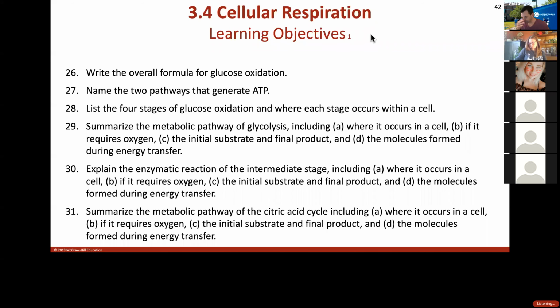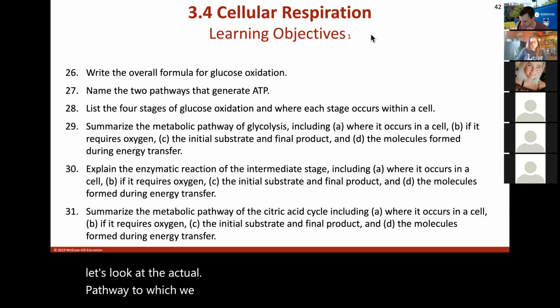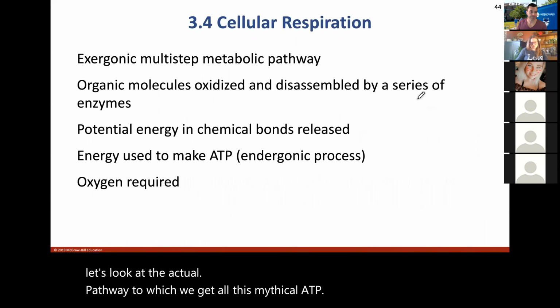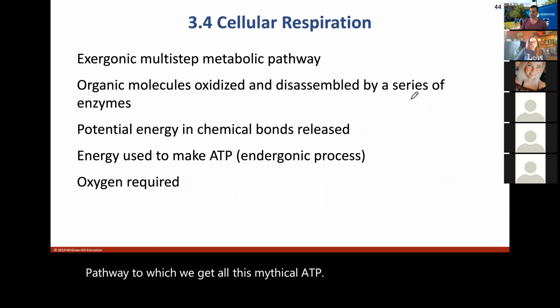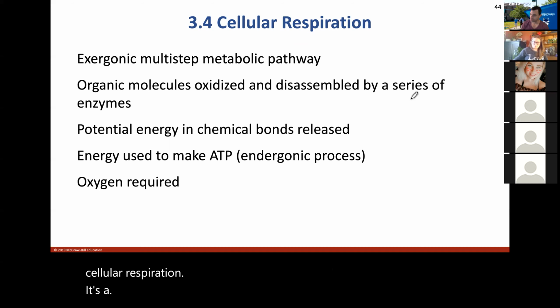So, chemical reactions to get us all this wonderful, fabulous ATP going. Now let's look at the actual pathway to which we get all this mythical ATP. To get all this mythical ATP, we are going to undergo the process of cellular respiration. It's an energy yielding pathway. It is a number of steps.